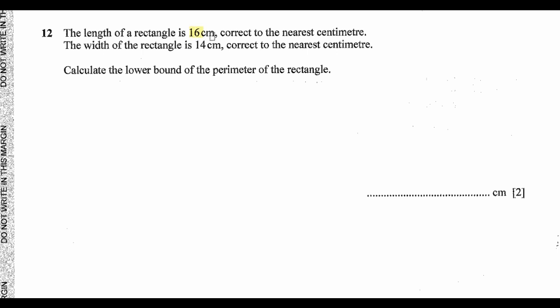Question number 12 says the length of the rectangle is 16 centimeters, correct to the nearest centimeter, and the width of the rectangle is 14 centimeters, correct to the nearest centimeter. Calculate the lower bound of the perimeter of the rectangle. The perimeter of the rectangle has the formula 2 times (length plus width). To get the lower bound, that means to get the minimum value of the perimeter.